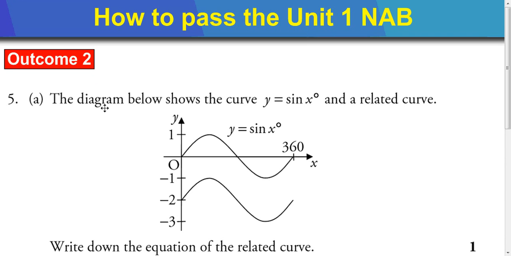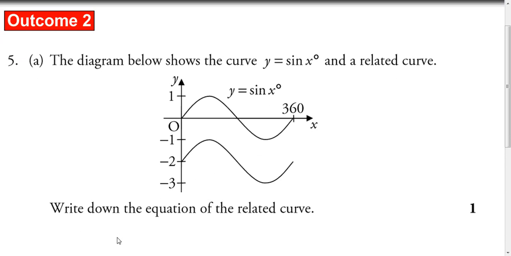Okay, next question, question 5. The diagram below shows the curve y equals sine x and the related curve. Write down the equation of the related curve. We can see the sine wave here from 0 to 360, going up to 1 and down to negative 1, but it's been shifted down. Looking at this point here, this is at 0, and the new wave is starting at negative 2, so it's been shifted down 2 places. Same idea, it's peaking at 1, and in this graph it's peaking at negative 1, so that's been shifted down 2 places. So y equals sine x take away 2, for a mark.